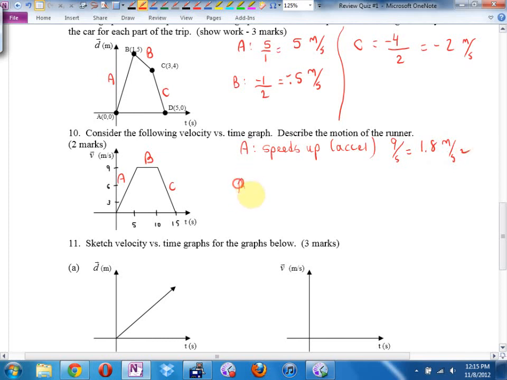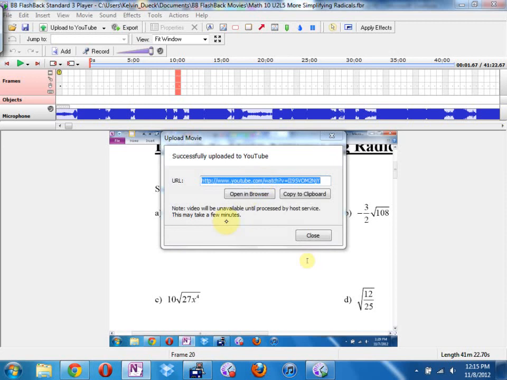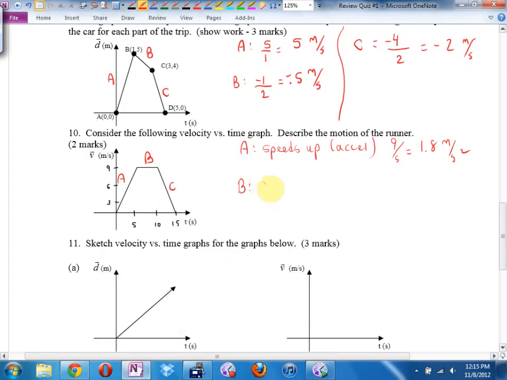What's happening in section B? If you said accelerating uniformly, sure, for section A. What's happening in section B? I'm going to suggest to you not accelerating uniformly. Or you could have said the acceleration is 0.